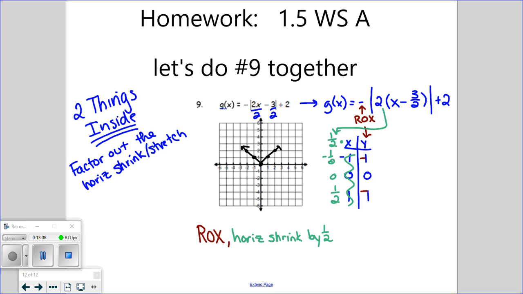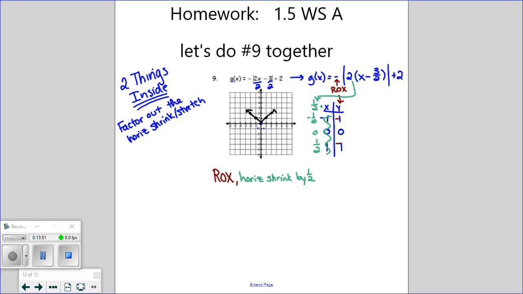Okay, and then at this point, I'm going to lightly dot out those points and then apply my last two transformations. So right now I've got a point at -1/2, -1, at 0, 0, and at 1/2, -1. And my last two transformations are inside subtraction. Inside subtraction would be moving right 3/2 or 1 1/2. And our last one is an addition outside, which would be moving our graph up 2.